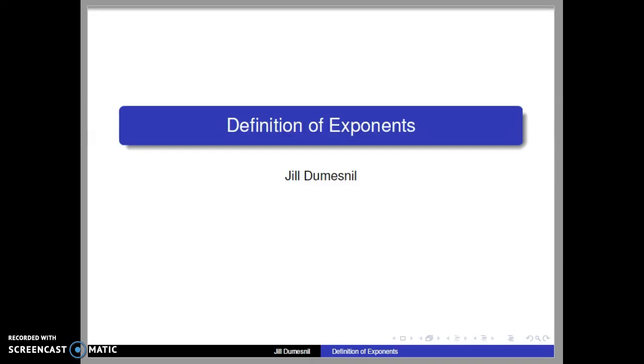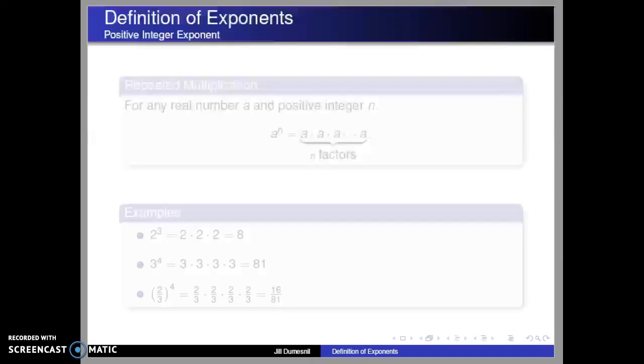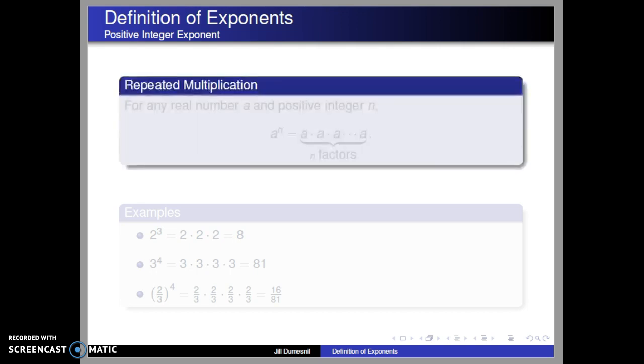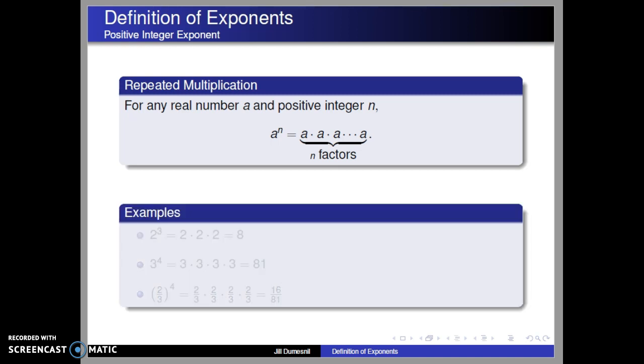Let's consider the definition of exponents. In particular, let's start with positive integer exponents. Informally, positive integer exponents denote repeated multiplication. For any real number a, a to the nth power means a product of n factors of a.